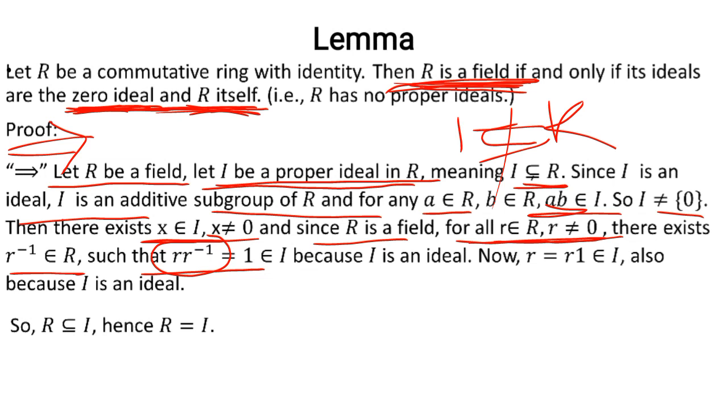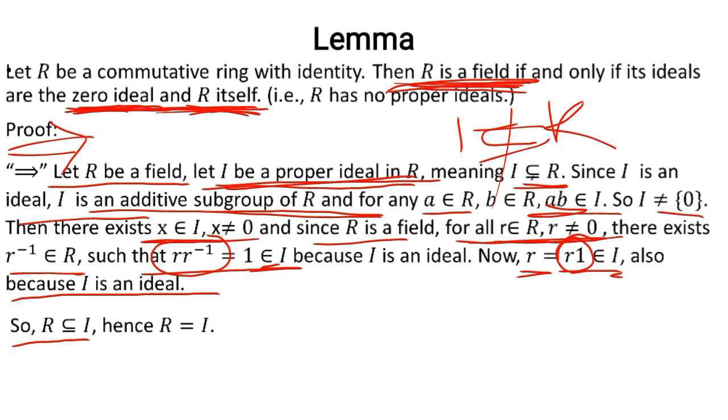So this is going to be in I. Why? Because it's an ideal. It satisfies those conditions like we said earlier. Now notice this: r can be written as r times 1, right? And r times 1 is in I. So it means that every r lies in I. And what we just said, that I is a proper ideal, is also possible because I is an ideal in R, right?